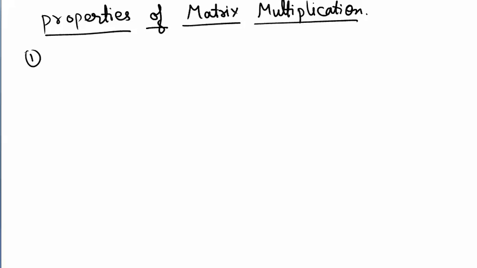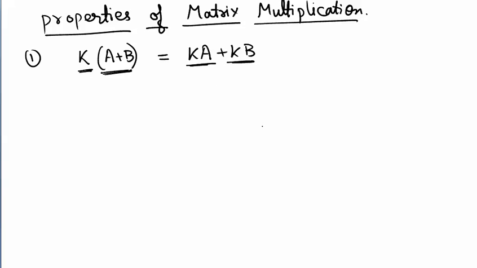Property number one: scalar multiplication of matrices distributes over the addition of matrices. What do I mean by this? Let's say there is a scalar K. If I say it is K times (A plus B), this can be written as K into A plus K into matrix B. So scalar multiplication of a matrix distributes over the addition of matrices, right?